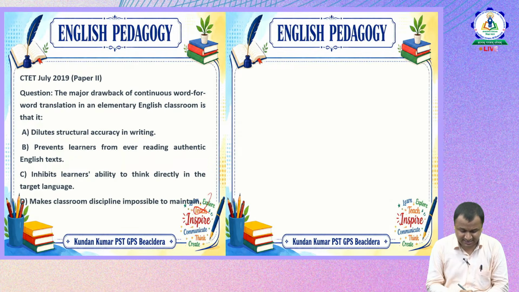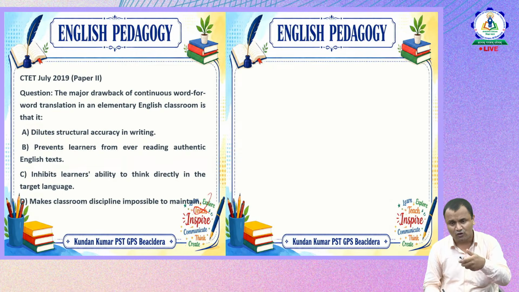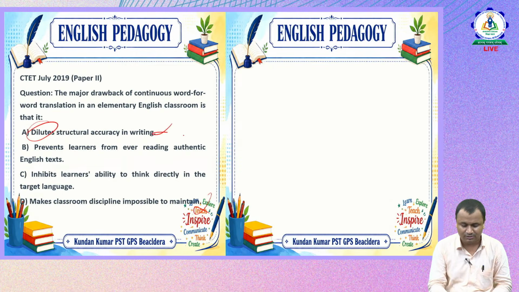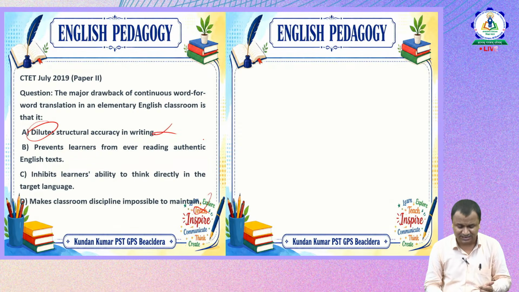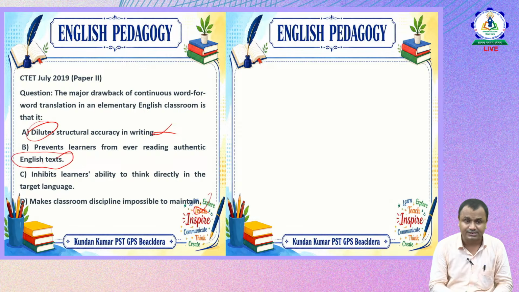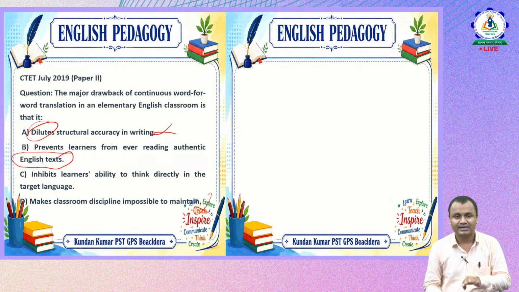Let's start with A. It dilutes structural accuracy in writing. When we say that in GTM, in the classical method, our focus is on writing, so we cannot say that it dilutes the writing. Wrong. Exactly opposite of GTM. The statement is exactly opposite to the GTM. It prevents learners from ever reading the authentic English text. No, we say that the English text or the textbook is at the core, at the soul of that GTM. When we say that the English textbook is at the core of the learning-teaching transaction, this statement is completely in contradiction to the feature of GTM, so it's wrong.